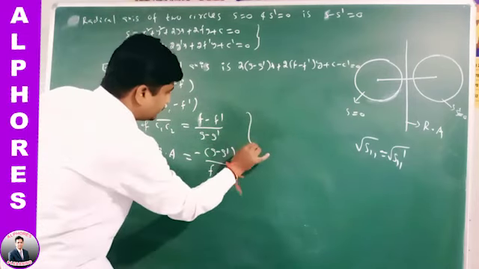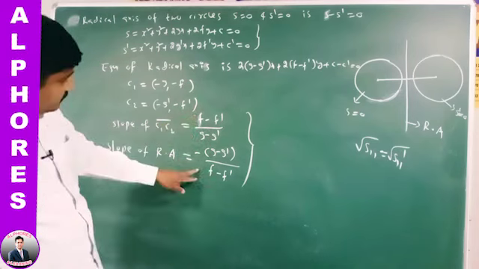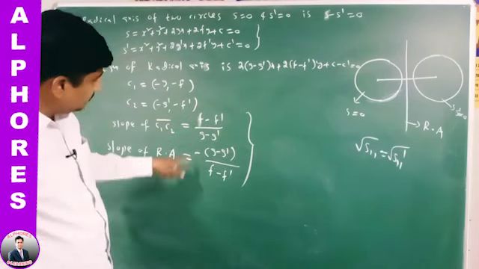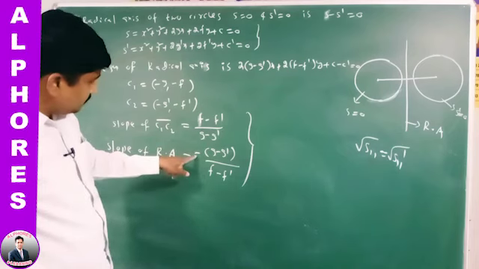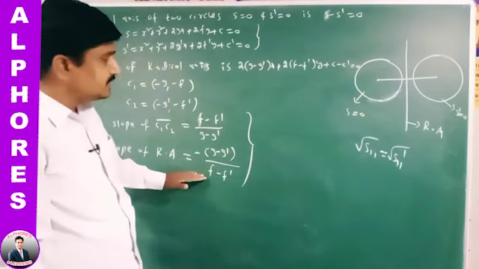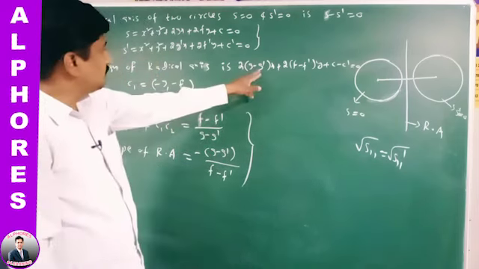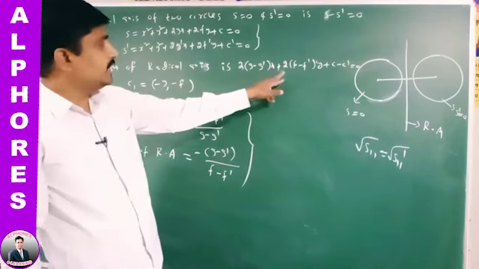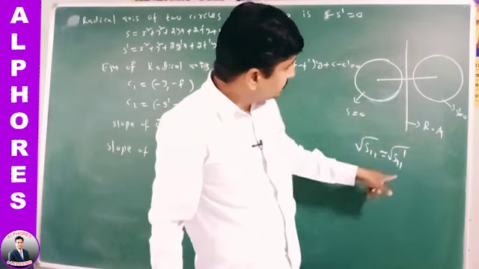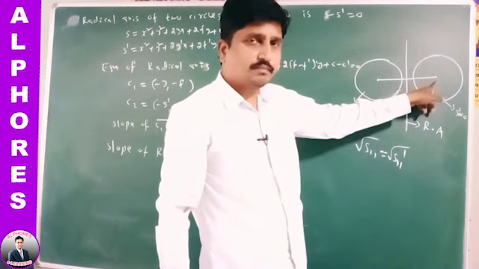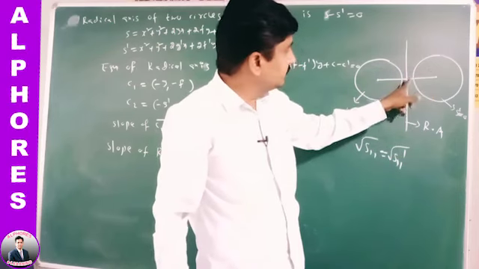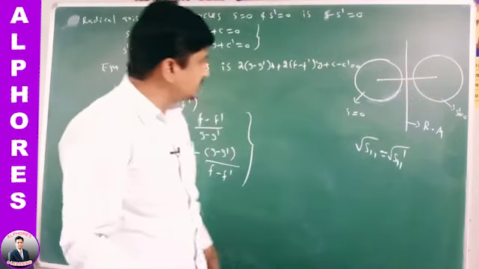When multiplying these two, we get -1. (g - g') cancels, (f - f') cancels. Therefore plus 1 into minus 1, it is -1. Therefore, the product of the slopes of these two lines is -1. It means these two are perpendicular. C1C2 and the radical axis of the two circles are perpendicular. In this diagram, this is the radical axis and this is the line joining the centers. The radical axis of the two circles is perpendicular to the line joining the centers of the given circles.